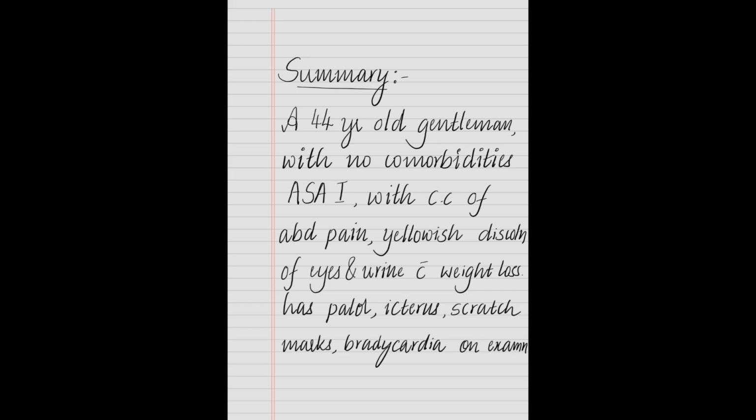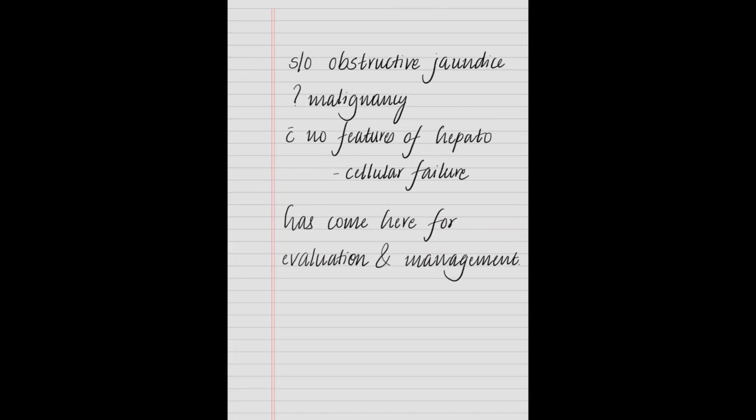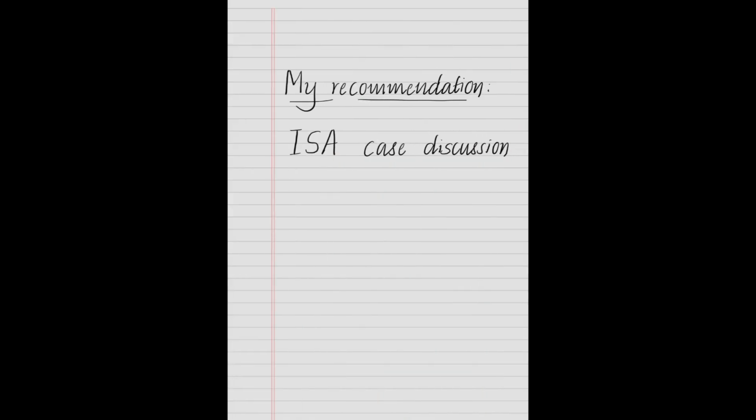Summary. A 44-year-old gentleman with no comorbidities, ASA 1, presented with abdominal pain, yellowish discoloration of eyes and urine, and generalized itching with weight loss. Examination shows pallor, icterus plus plus, scratch marks, and bradycardia, suggestive of obstructive jaundice, possibly due to malignancy, and there are no features of hepatocellular failure. The patient is here for evaluation and management.